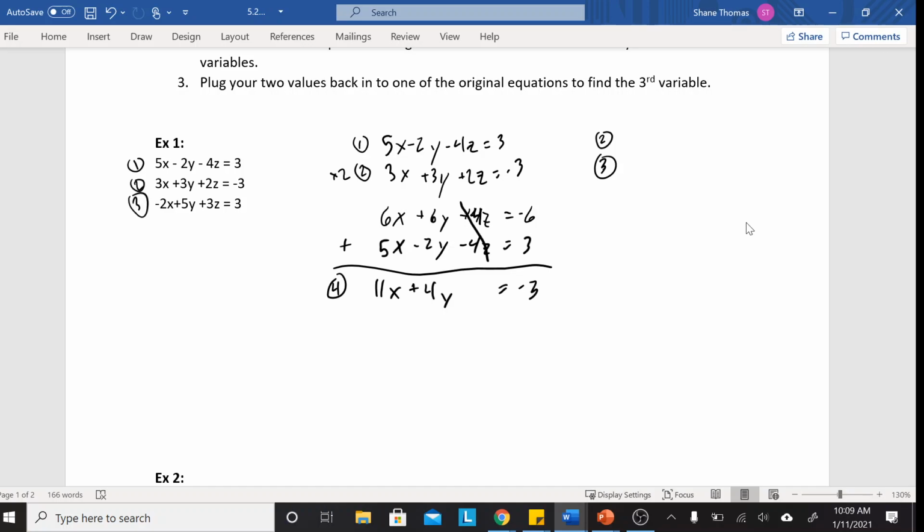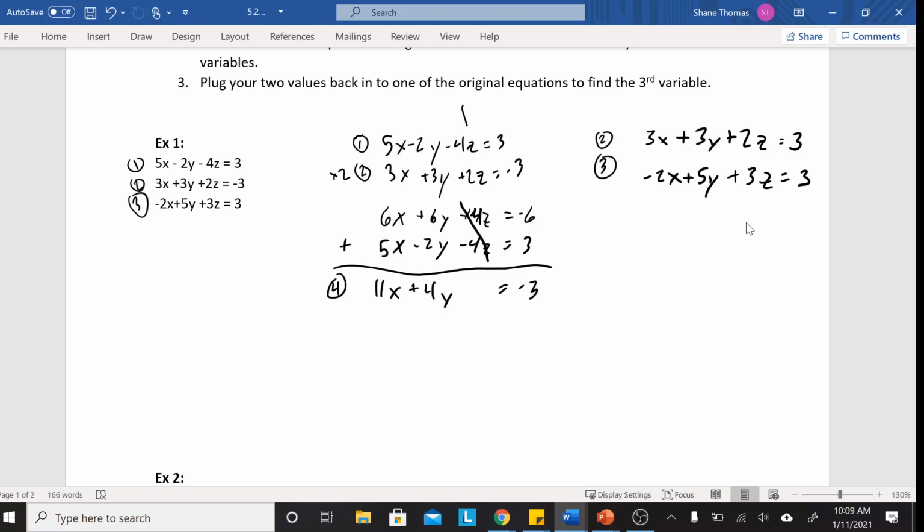All right, so there's my one new equation. I need to make another one, so I'm going to use equations 2 and 3 from the original: 3x plus 3y plus 2z equals negative 3, and negative 2x plus 5y plus 3z equals 3. For the first set, it was easy because I could pick the simplest variable to eliminate. I found that the z's would cancel the easiest, and all I had to do was multiply by a 2. So that makes it nice.